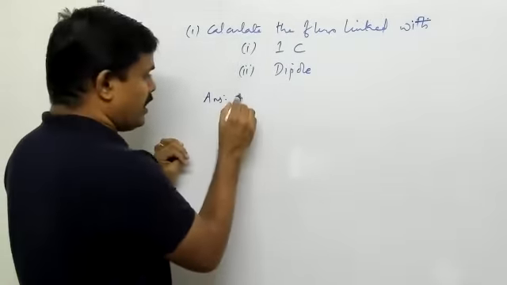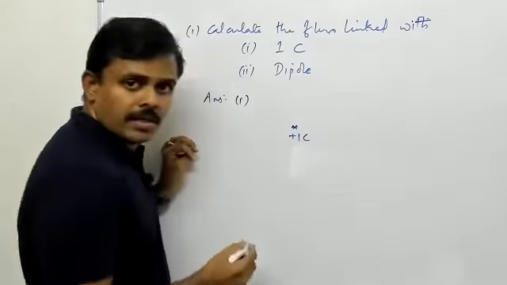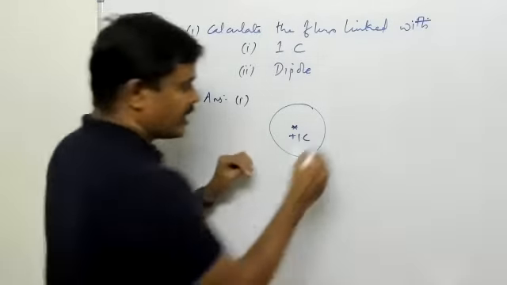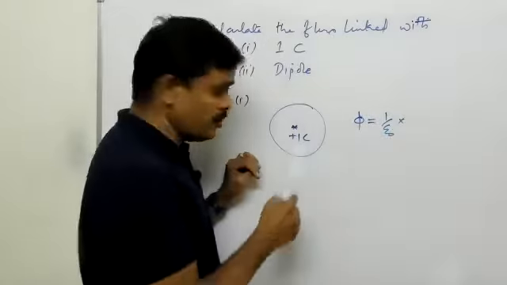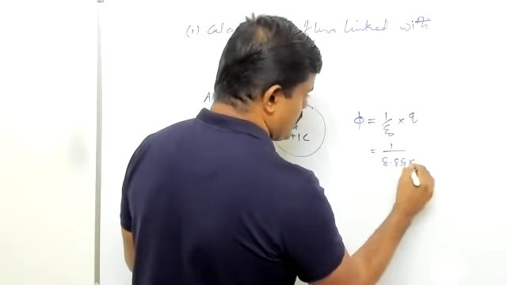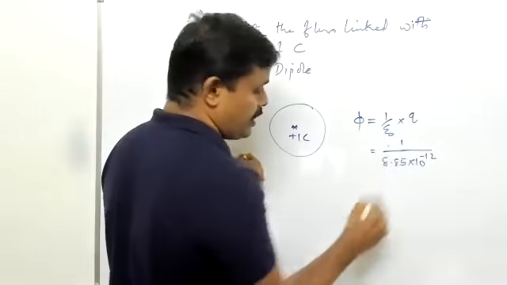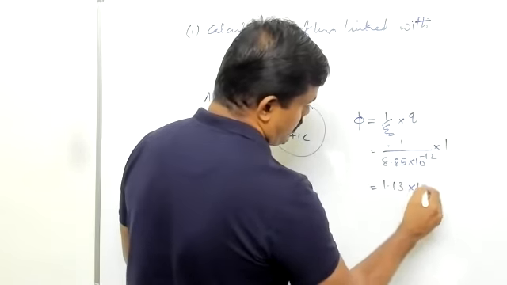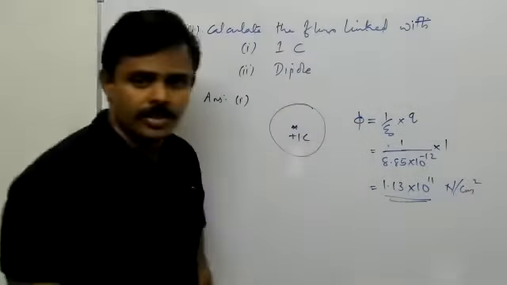Okay. First one. Answer to first question. 1 Coulomb. So I take this 1 Coulomb and then what? I enclose that in a Gaussian surface. That's it. That's the end of it. Then I can calculate flux. Flux is what? 1 by epsilon 0 into charge enclosed. So 1 by epsilon 0 is 8.85 into 10 power minus 12. Epsilon 0 value you learn, no? Into 1. If you calculate it, 1.13 into 10 power 11. Newton per coulomb into meter square. That will be the unit.